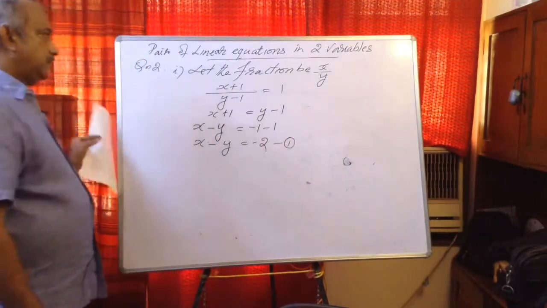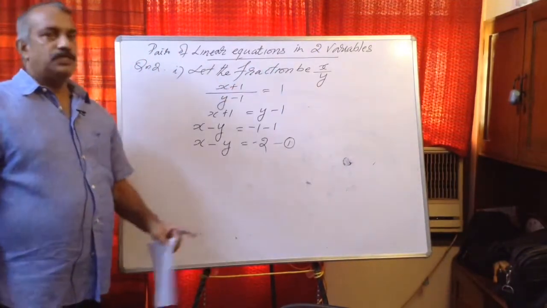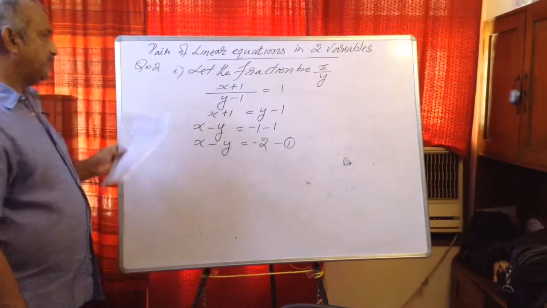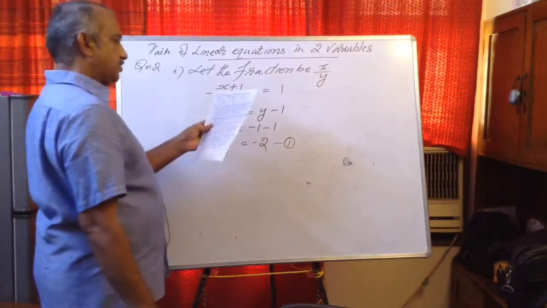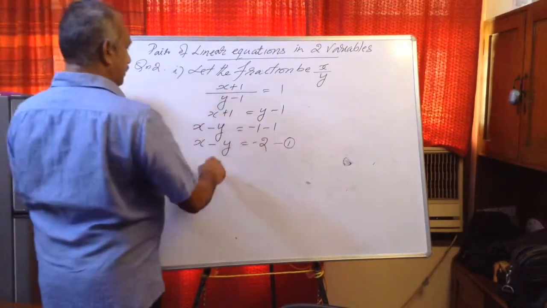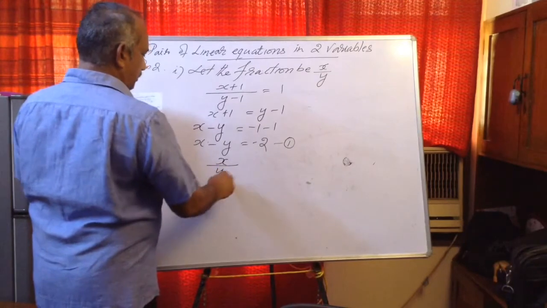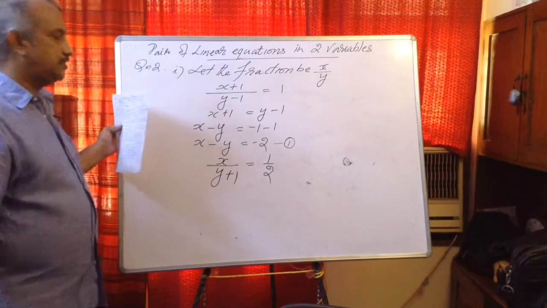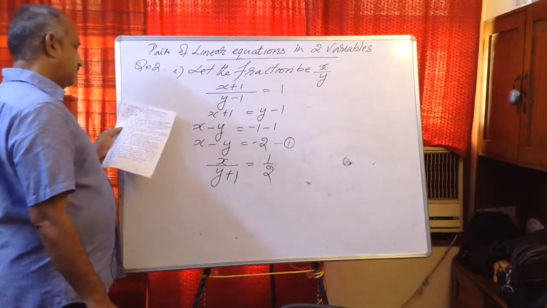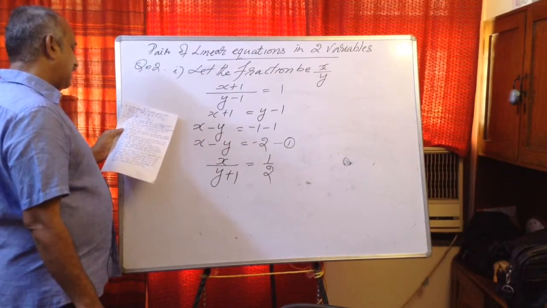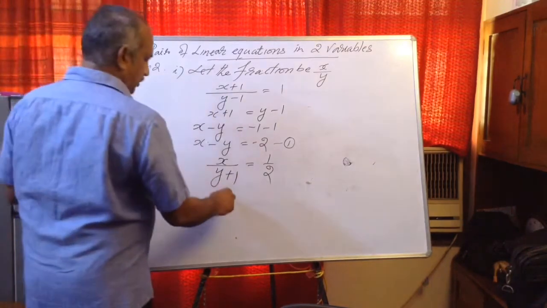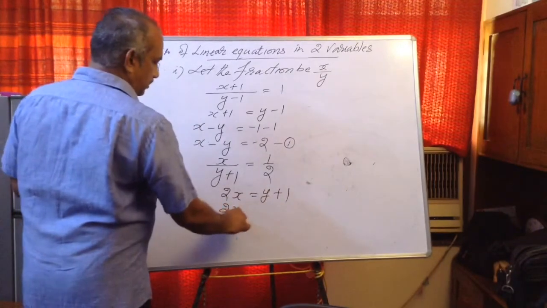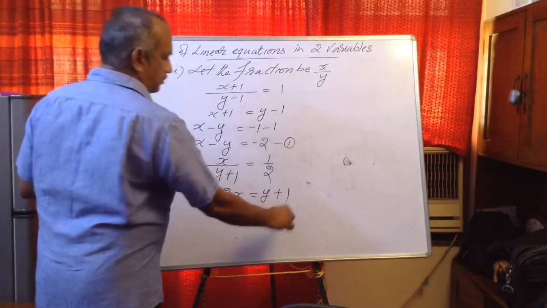Now the question says, if 1 is added to the numerator and 1 is subtracted from the denominator, it reduces to 1. So the first equation is this. Now the second one, it becomes 1 upon 2 if we only add 1 to the denominator. x upon y plus 1 is equal to 1 upon 2. Cross multiply, 2x is equal to y plus 1. 2x minus y is equal to 1. Second equation.